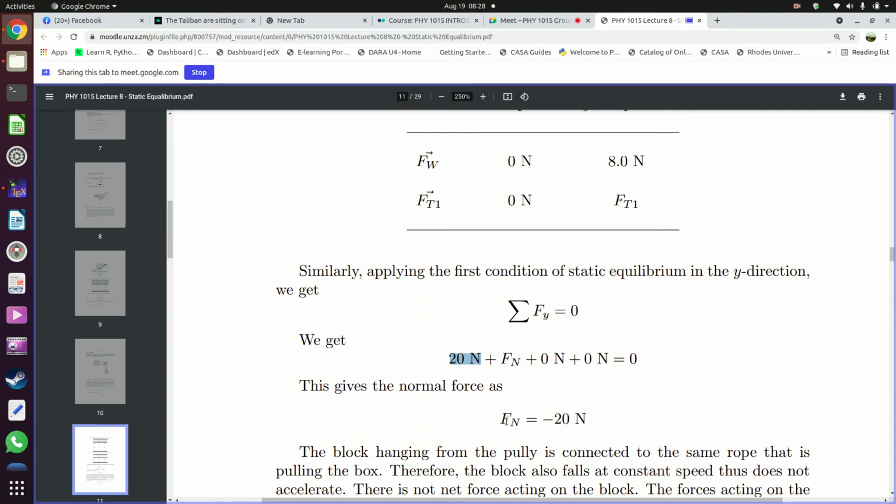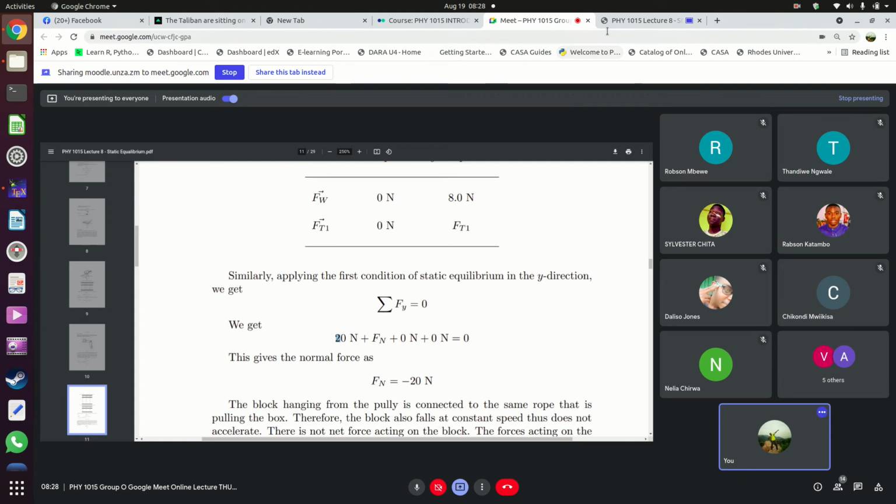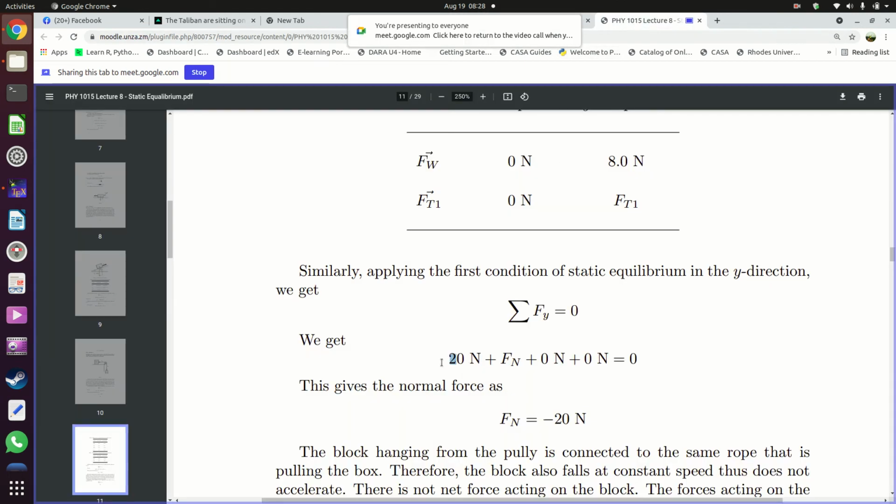So at the end of the day, when you do that, we end up with Fn equals 0. Sorry, Fn equals 20. Remember, you put a negative in front of the 20 there. So you have minus 20 newtons plus Fn plus 0 newtons plus 0 newtons equals 0. So we end up with Fn equals 20 newtons. Is that clear? Yes, sir. Okay.